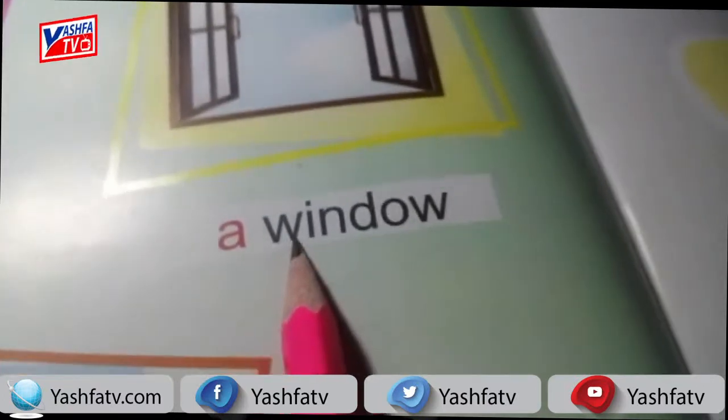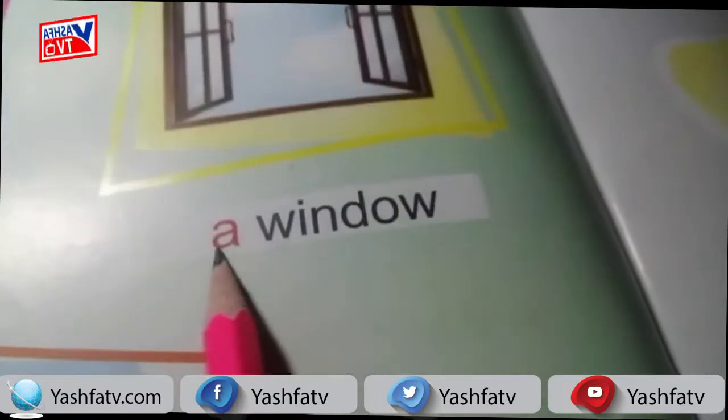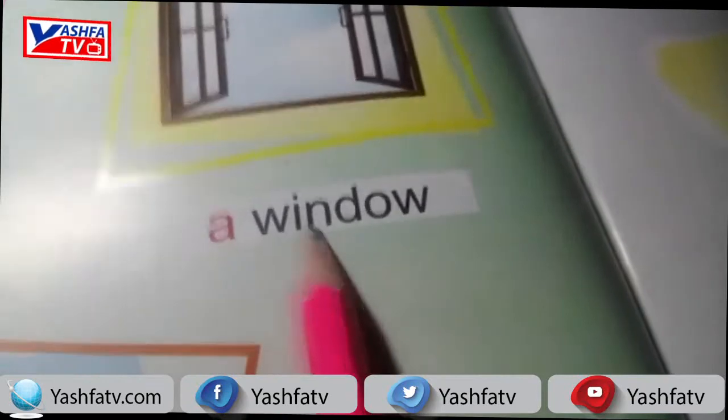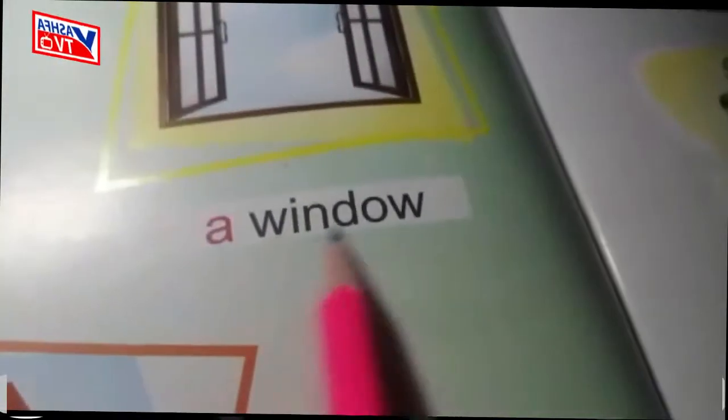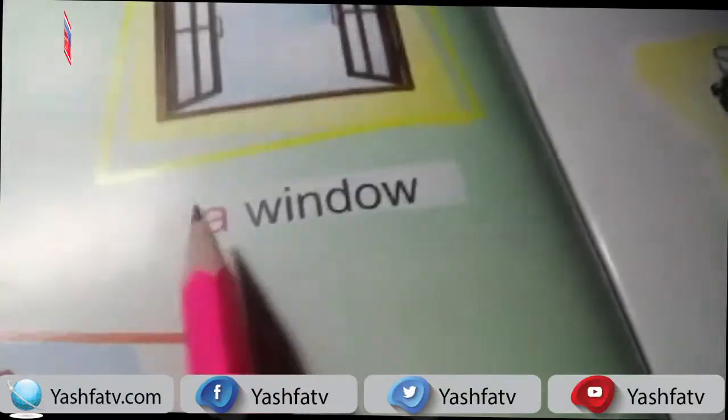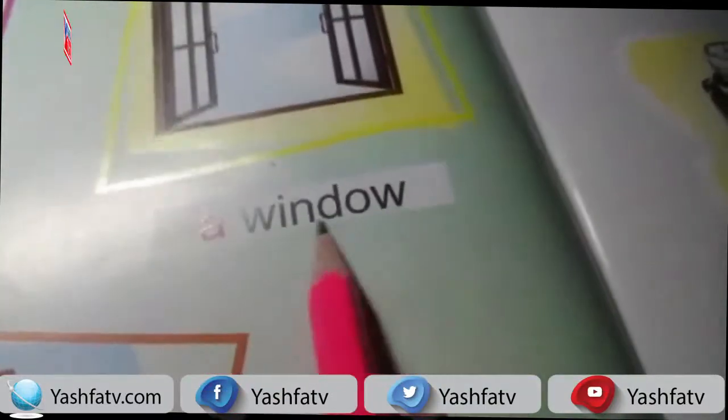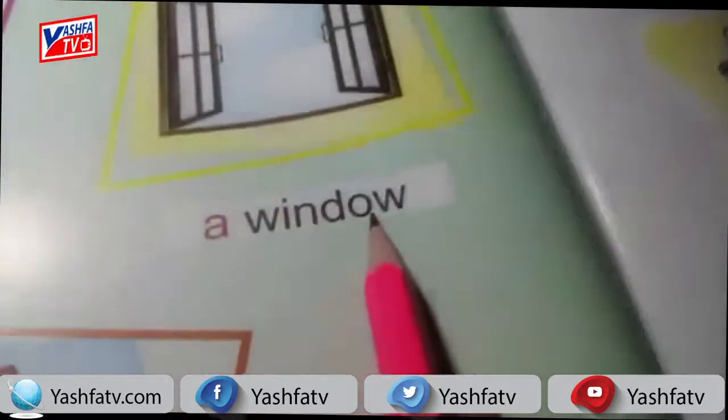Window starts with the letter W, and it's a consonant. That's why here a is used. A window, and window is a noun, and a is an article. Article points out the noun window. A window. Next is a brick.